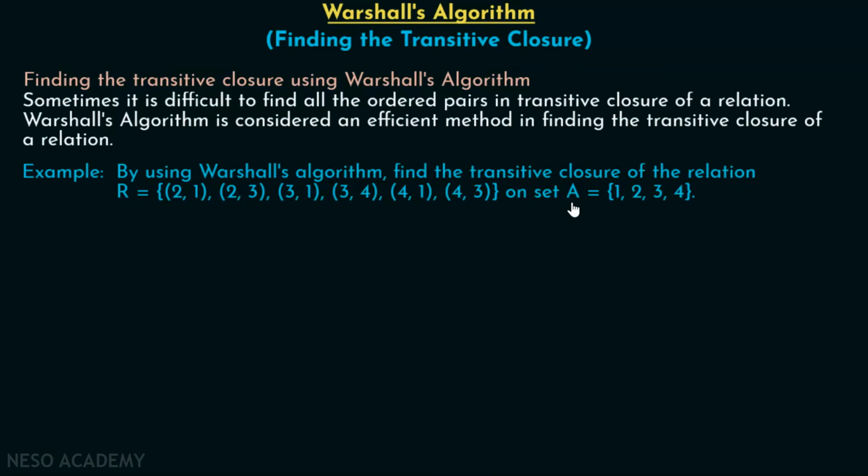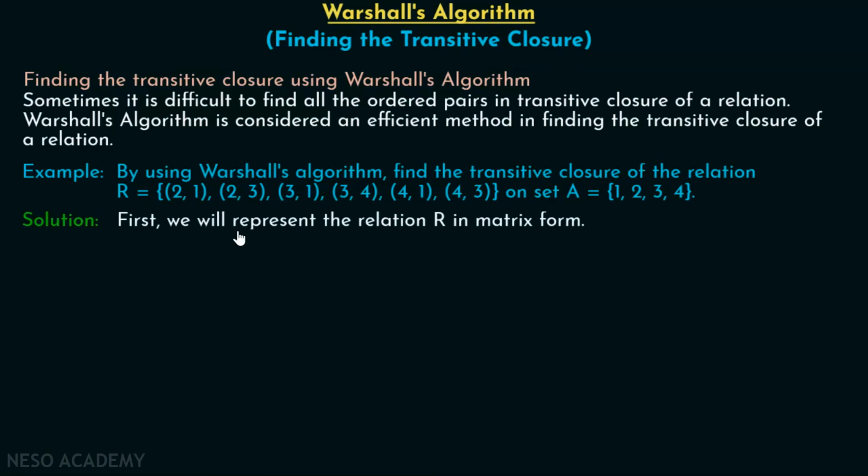This relation is defined on set A, which consists of the elements 1, 2, 3, 4. So we have relation R, which consists of these ordered pairs, and we have set A, which consists of the elements 1, 2, 3, 4. In order to apply Warshall's algorithm on this relation, first we have to represent this relation in matrix form. We will represent relation R in matrix form.